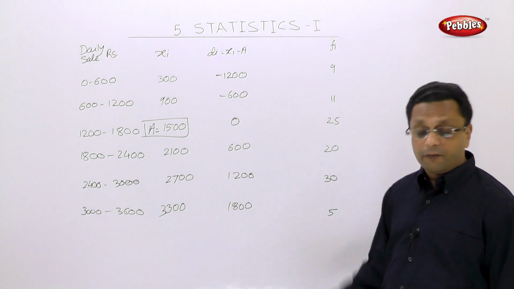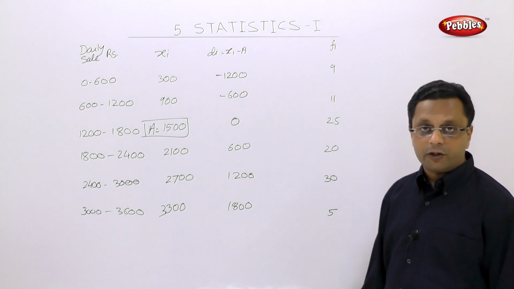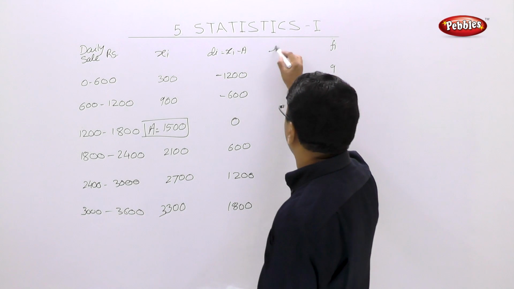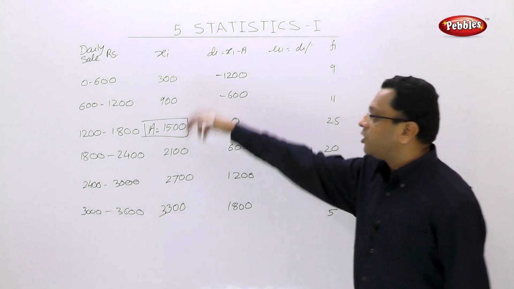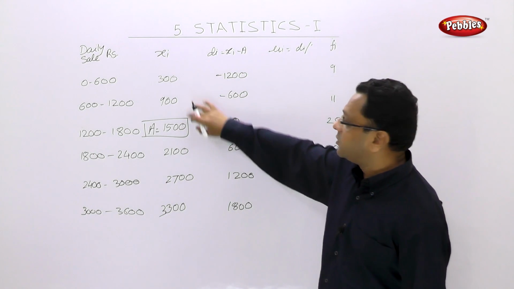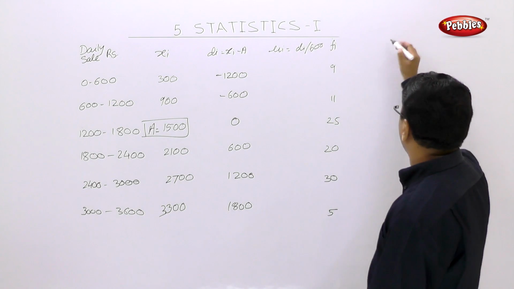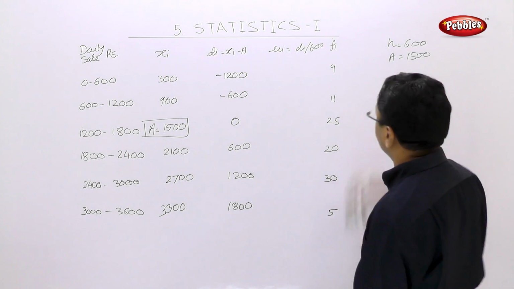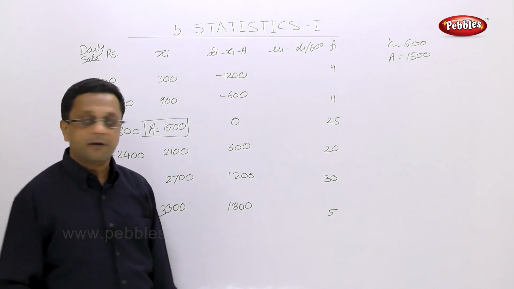Now if I go by the assume mean method, these are quite lengthy calculations. So here what I am going to do is the shift of origin, that is I am going to find ui is equal to di upon h. Now what is h here? What is the class width? 300, 600, 900. The difference is 600. So I'll divide by 600, as my h is equal to 600 and a is equal to 1500. Quickly do these calculations. Divide by 600 everywhere. What will I get?